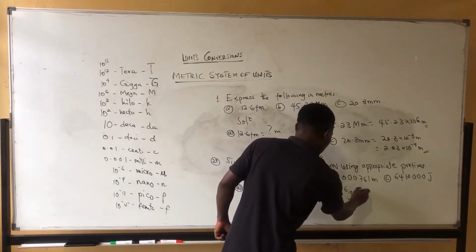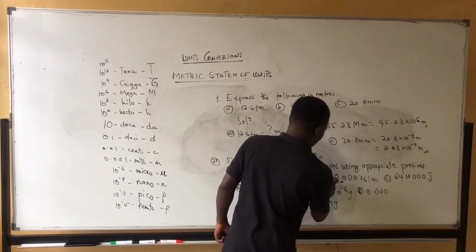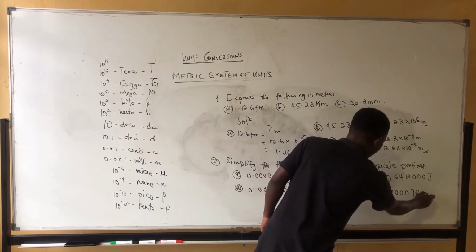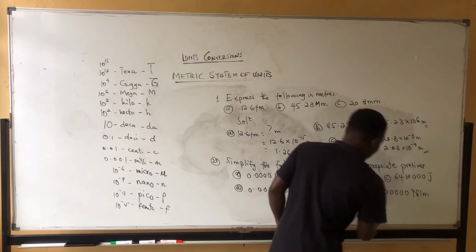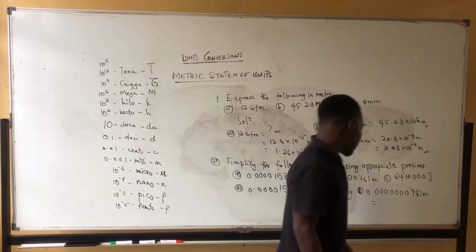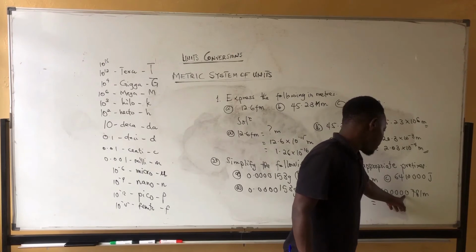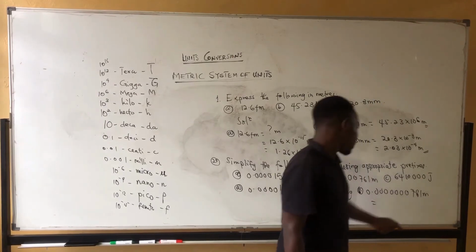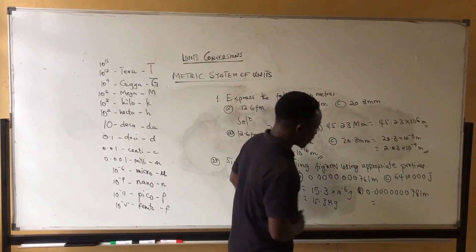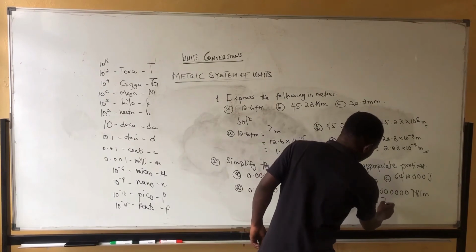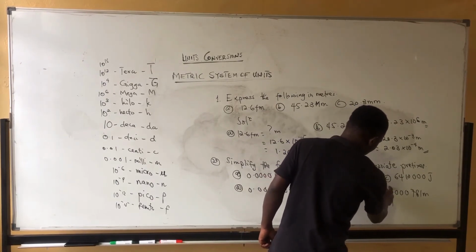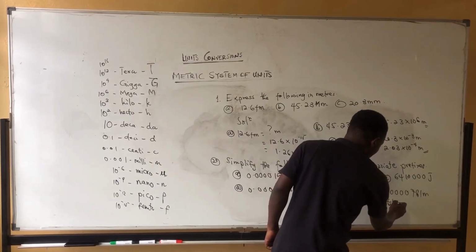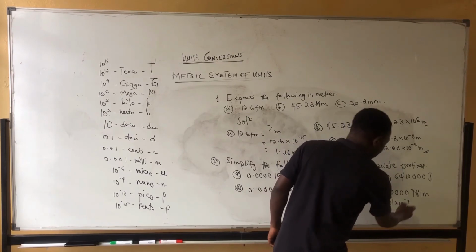So B, 0.000000246761 meters, 7 zeros. How do I write this appropriately? Seven zeros. So let's see. If I move the decimal point here, I'll get 0 point something something. I think the correct answer will be 246761. Counting 1, 2, 3, 4, 5, 6, 7, 8, 9, that is 9. So 246.761 times 10 to the power negative 9.